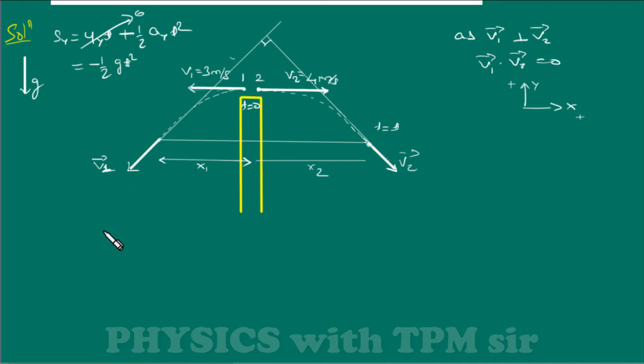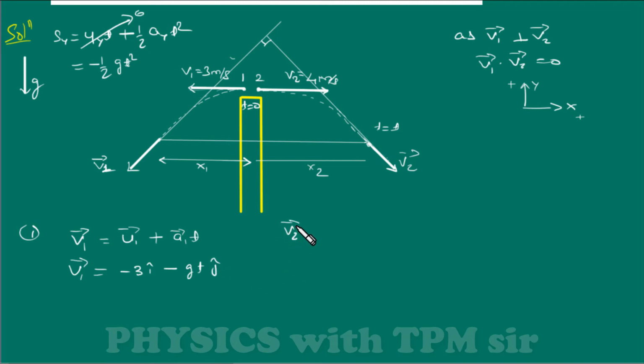I will write for particle 1: final velocity of particle 1 will be the initial velocity vector plus acceleration vector into t. What is the initial velocity vector? It is minus 3 i cap, and as acceleration due to gravity is downwards, the acceleration will be minus g j cap. So the final velocity is minus 3 i cap minus g into t j cap.